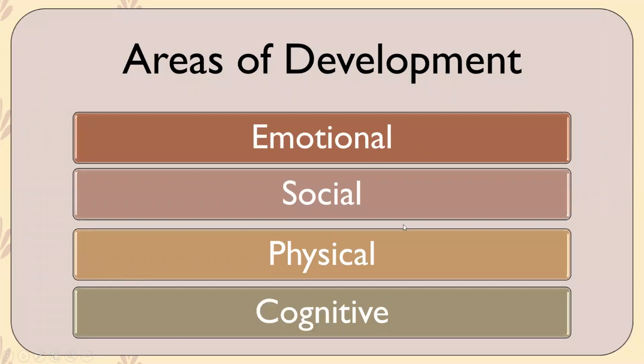Now, the areas of development that we looked at were emotional, social, physical, and cognitive. We use the memory tip PECS to remember them. PECS is the memory tip for the four areas of development: physical, emotional, cognitive, and social. Just remember that. You need to know the definitions of these four areas of development.